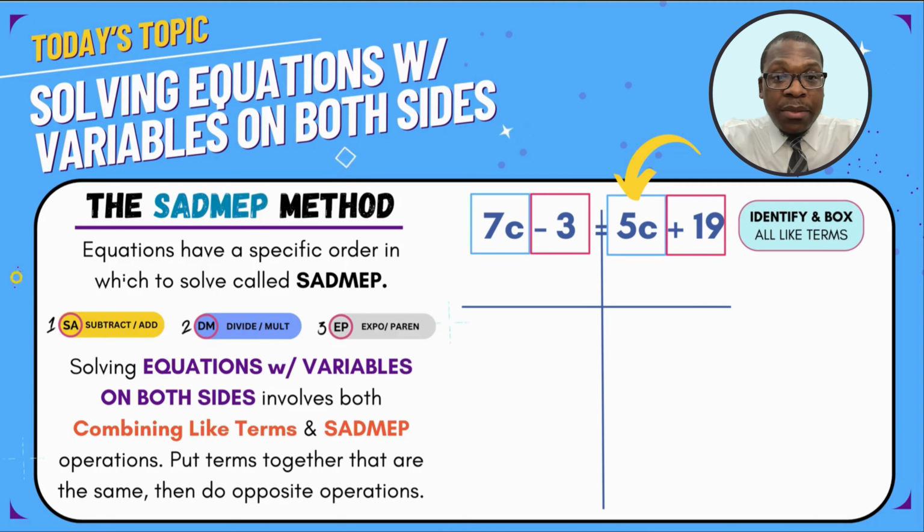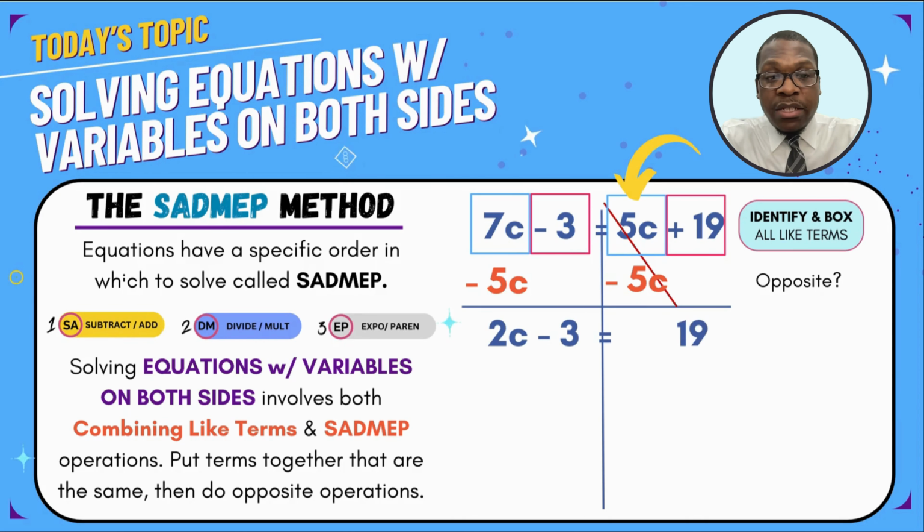Well, what is the opposite of 5c? The opposite of 5c is negative 5c. So I'll put that on one side and I'll put negative 5c on the other side. Luckily for us, the 5c's cancel out. So we have 7c minus 5c, which should give us 2c minus 3 equals 19.